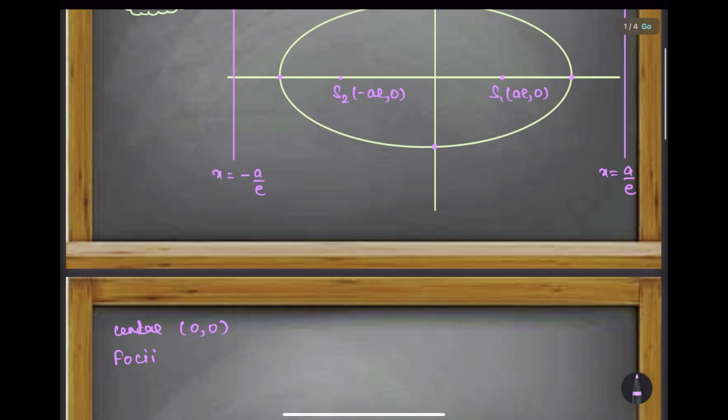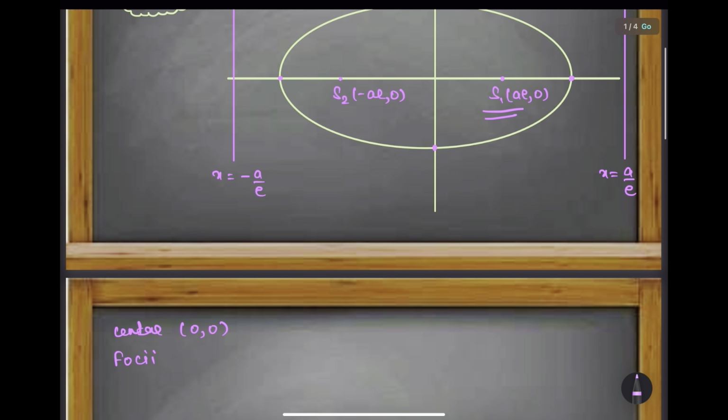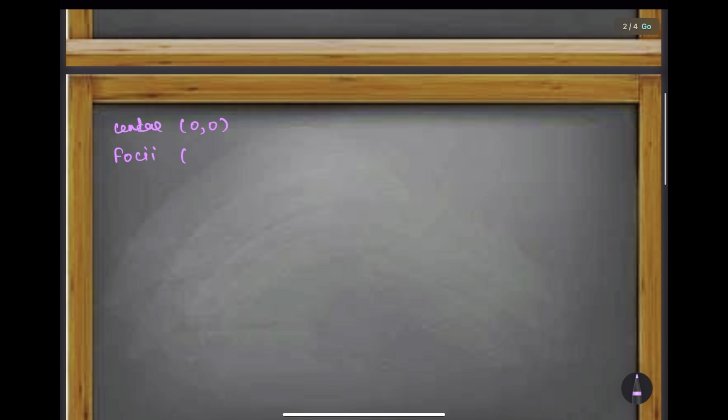Now foci. So you know that focus is singular. So plural form of focus is foci. Okay, so you know that there are two focus, this one and this one. Okay, so foci is AE comma 0 and minus of AE comma 0. Done with the foci?